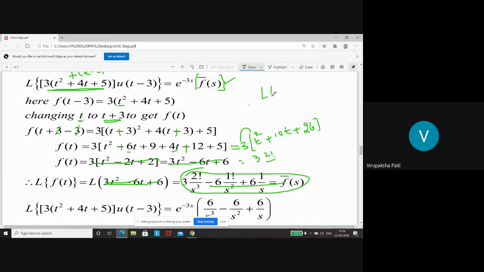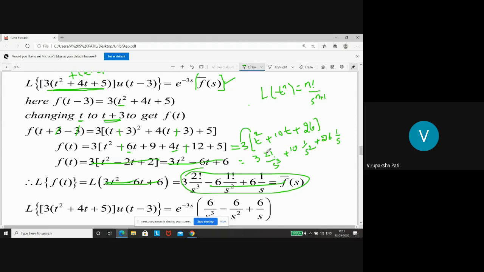You have to use the Laplace transform of t raised to n. I told you, you have to remember this: n factorial divided by s raised to n plus 1. So that becomes 2 factorial divided by s cube, since n is equal to 2 here, plus 10 into the Laplace transform of t. Here n is equal to 1, so it becomes 1 divided by s square, plus the Laplace transform of 26. Since 26 is a constant, you can take it outside and it becomes 1 divided by s.